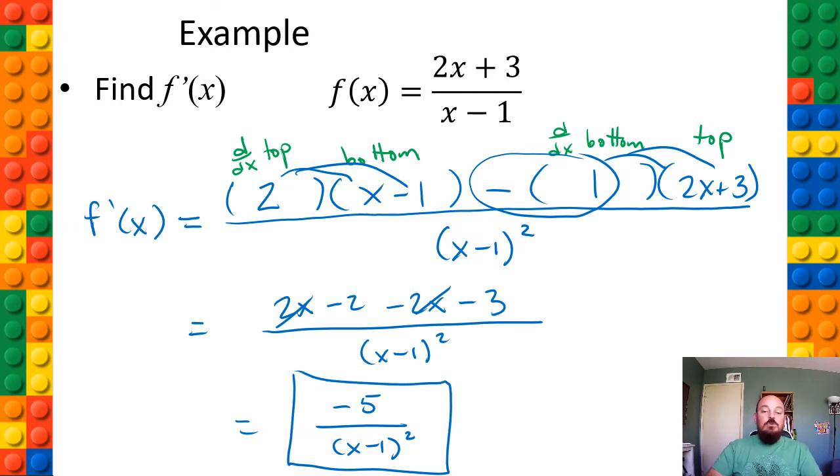So that's how quotient rule works. You got to be careful. You got to set it up. And then it's always derivative of the top times the bottom minus derivative of the bottom times the top, and the whole thing is over the bottom function squared, the original denominator squared. And then you just clean it up.